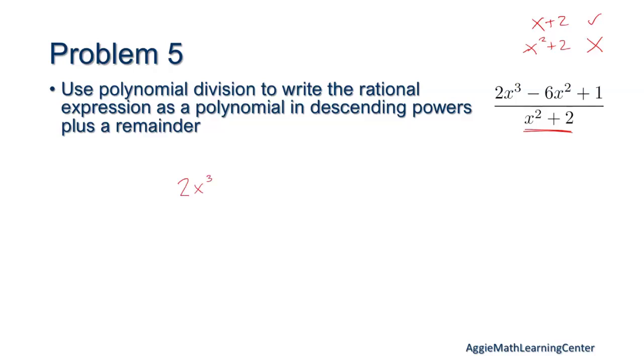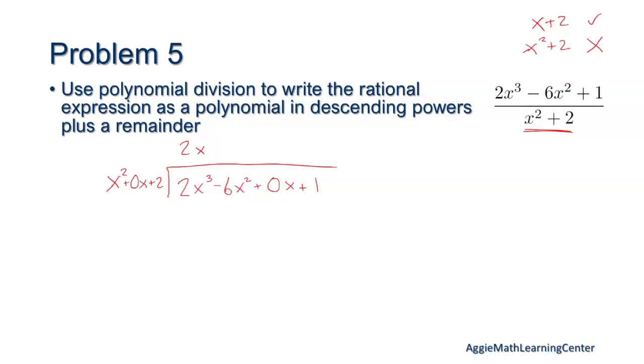So 2x cubed minus 6x squared, I'm just going to do 0x plus 1 divided by x squared plus 0x plus 2. So just remember those empty spots if there's nothing there. And then we're going to put the whole thing in. So first, just looking at the x squared and the 2x cubed, x squared can go into 2x cubed 2x times.